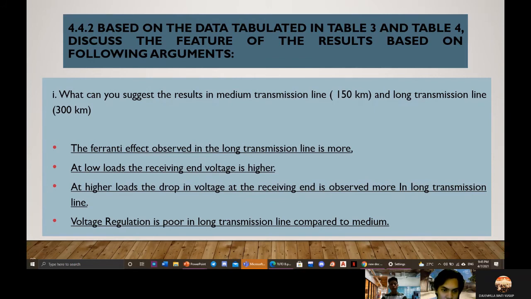So the first one is the Ferranti effect observed is more in the long transmission line. Second, at low load, the receiving end voltage is higher. Third, at higher load, the drop in voltage at the receiving end is observed more in the long transmission line. The fourth is voltage regulation is poor in the long transmission line compared to the medium. Next.